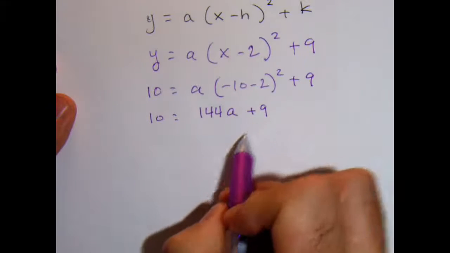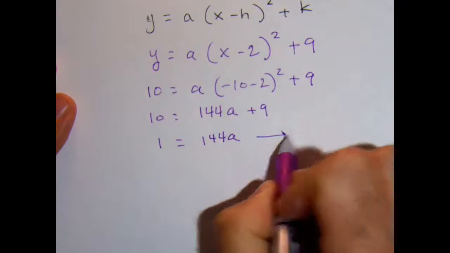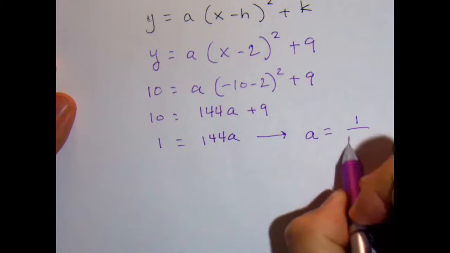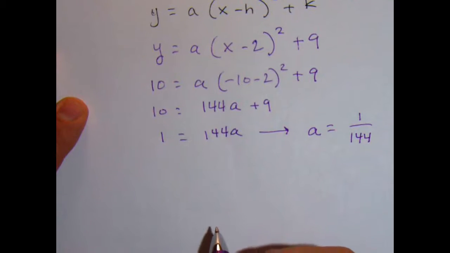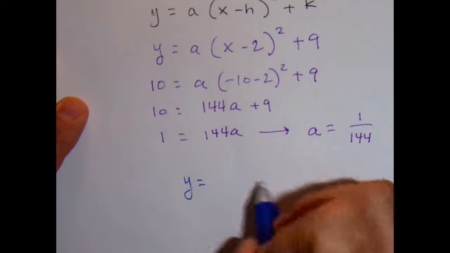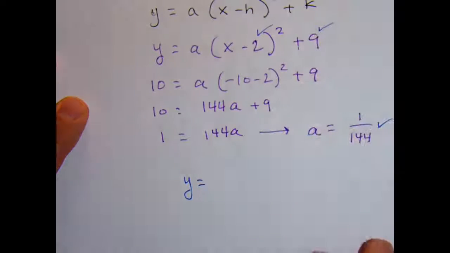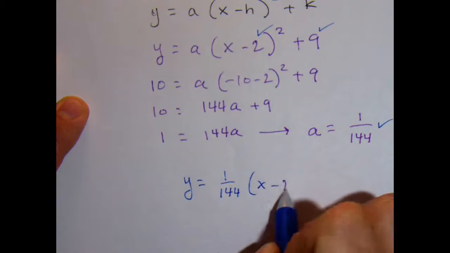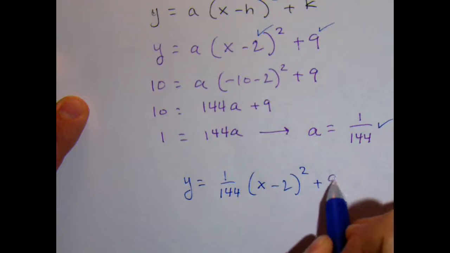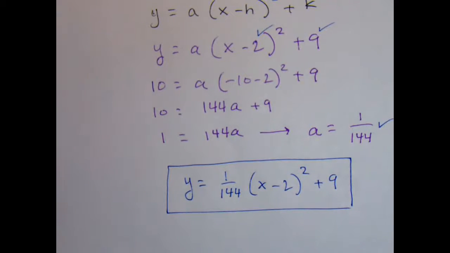And if we subtract 9 from both sides, we are left here. And that ultimately gives us an a value of 1 over 144. Thank goodness I don't have to reduce. And so we can put all this together to write the equation. We now know the value of a, as well as the values of h and k that we found earlier. So here we have the equation of the parabola that passes through the given vertex and the given point that we found.